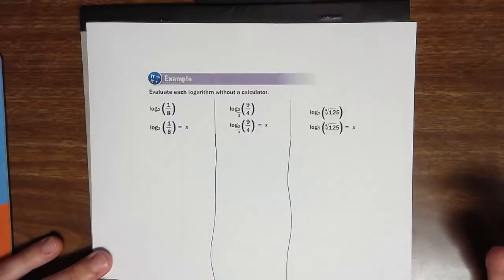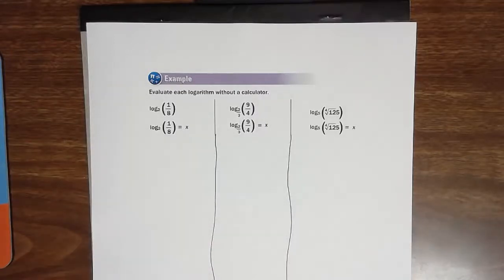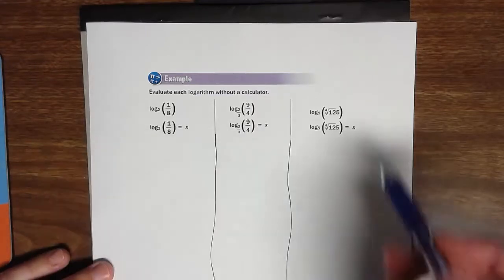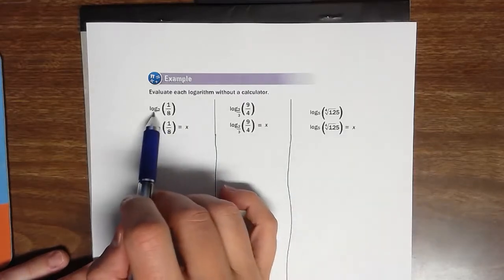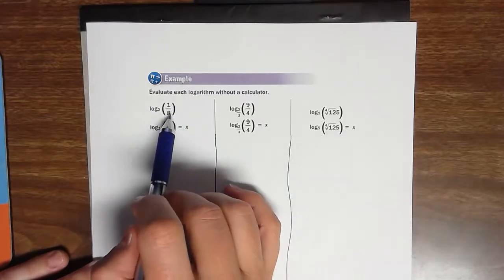Okay, so we're rewriting logs, trying to solve them without a calculator, which isn't too big a deal. It's not like I'm going to take your calculators away, but let me just show you a couple strategies here. So they want us to evaluate the log base 2 of 1/8.